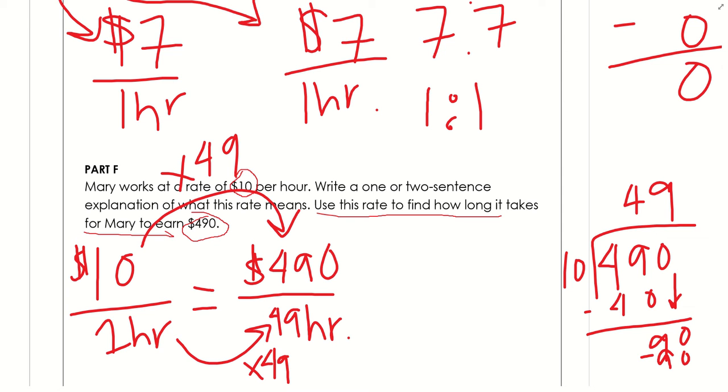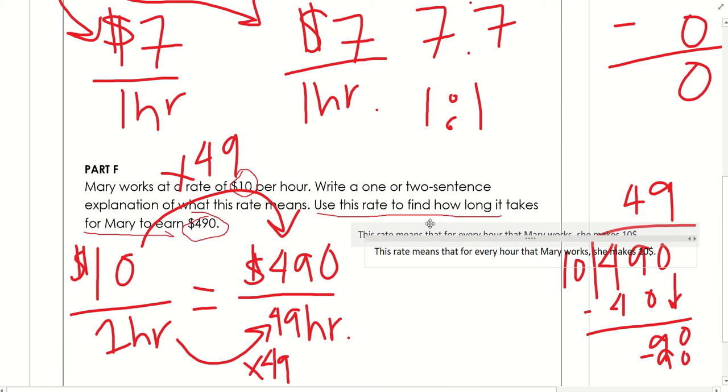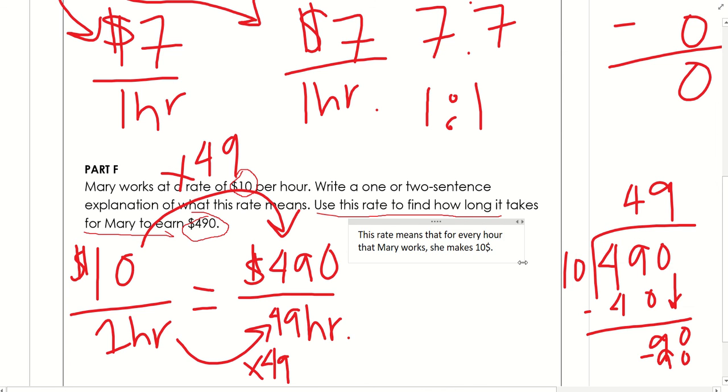So if you are answering this in RACE format, you would say this rate, because first we have to write a 1 or 2 sentence explanation of what this rate means. So you would say this rate means that for every hour that Mary works, she makes $10. That is a much better rate than the example that we had in class the other day. Much better rate. I'll make this font bigger in just a minute.